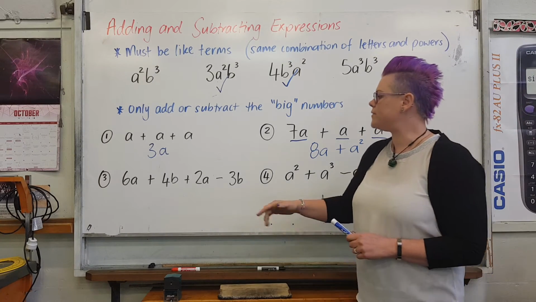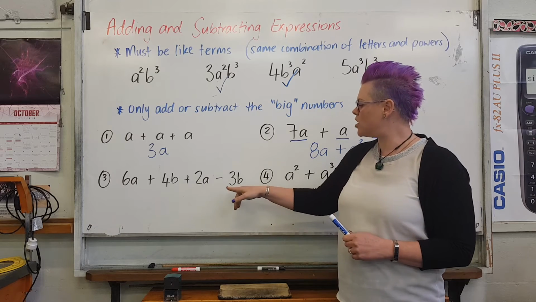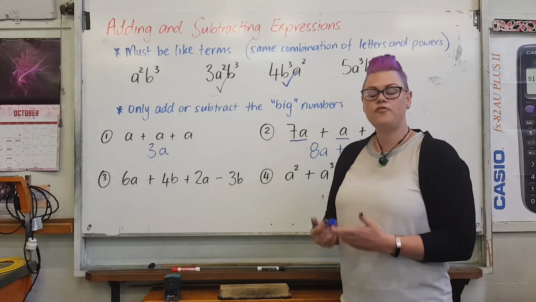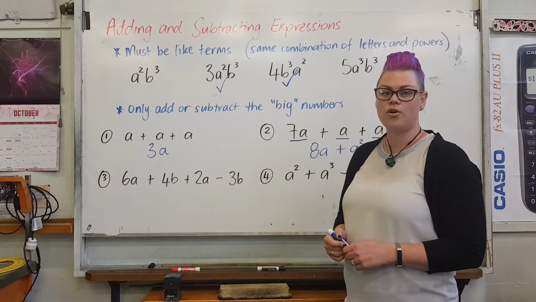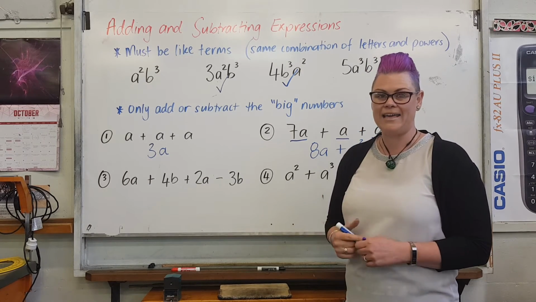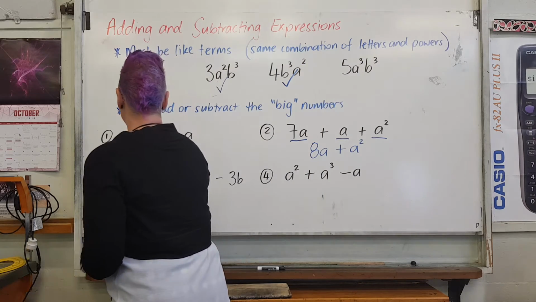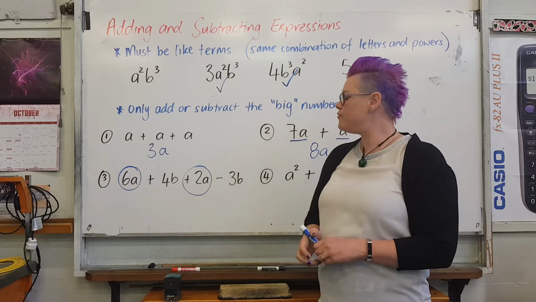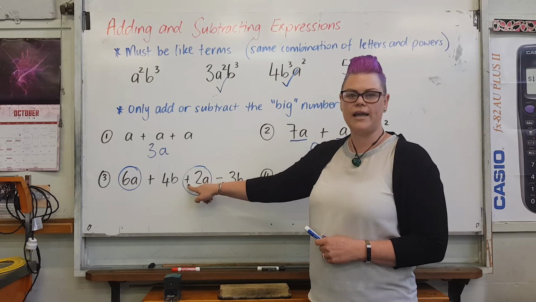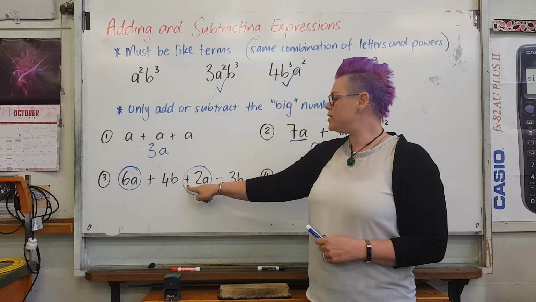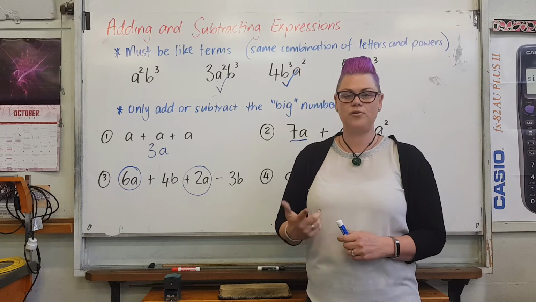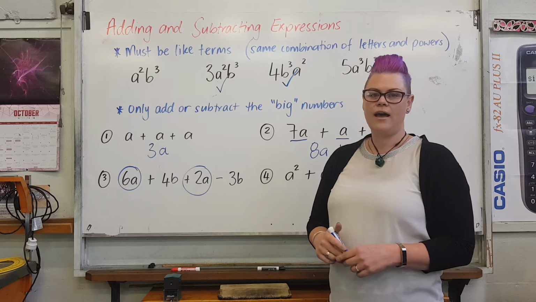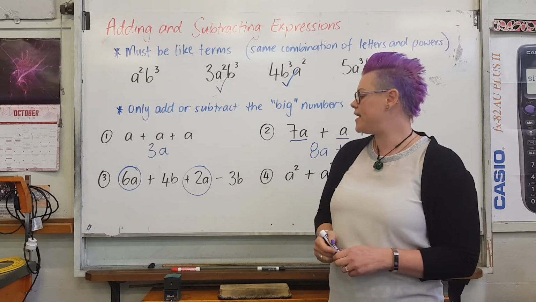For number 3, let's look at this closely. We've got a combination of a's and b's. So the first thing I'm going to do is circle the terms that have an a with them. So we have 6a and 2a. Now I'm very careful to include the sign in front of the term because this tells me whether I'm going to add or subtract it. So 6a plus 2a, if I add the big numbers together, that gives me 8a.